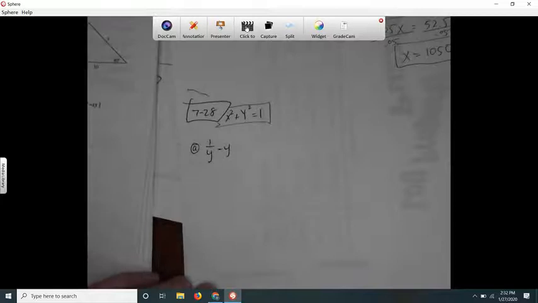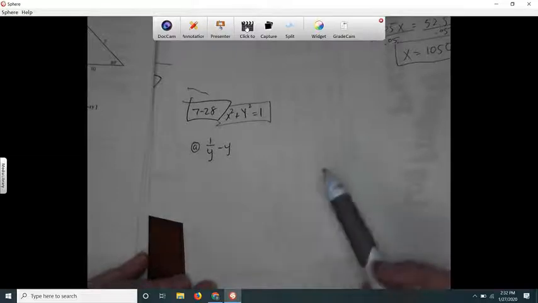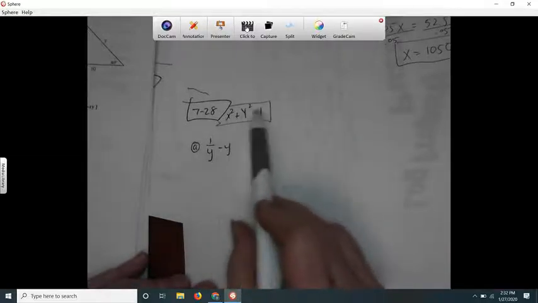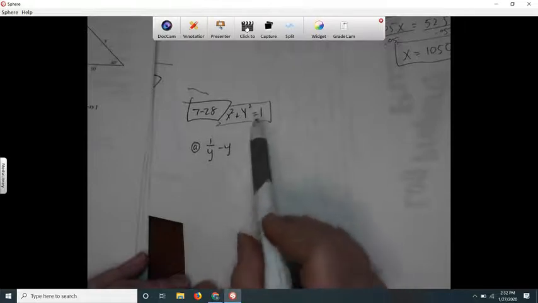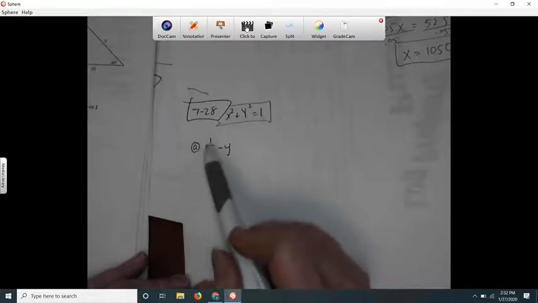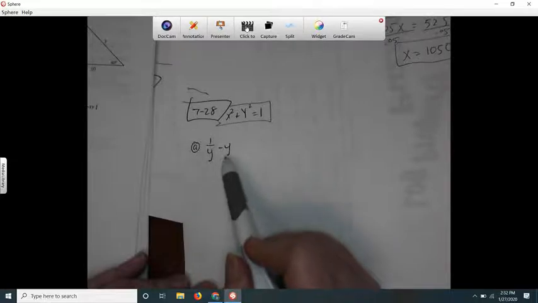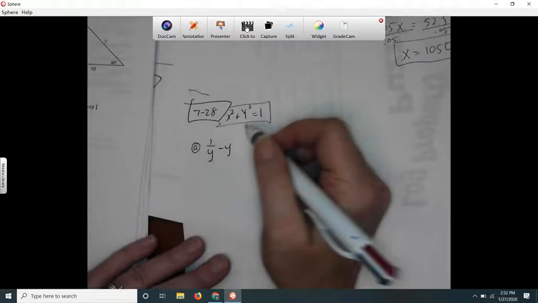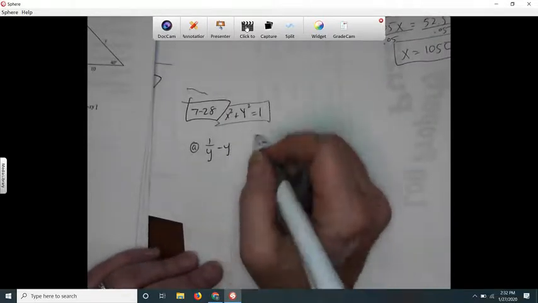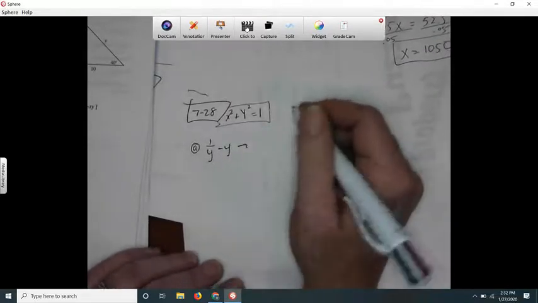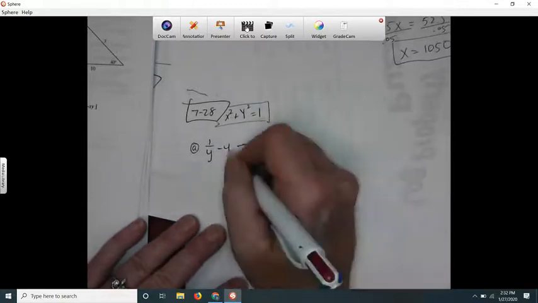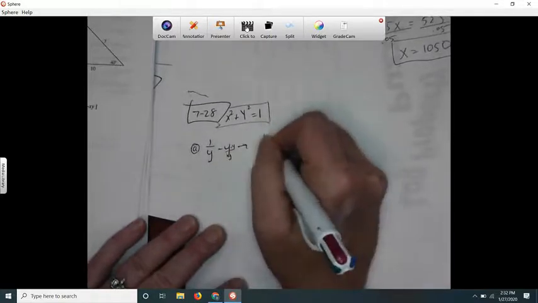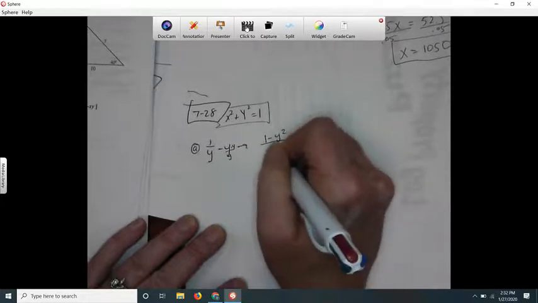Here is 7-28. It says, given that x squared plus y squared is 1, simplify each of the following expressions. If I do get any x squareds and y squareds, I'm going to try to make 1s out of them. But for this, I'm just going to get a common denominator. So this could be written as, using a common denominator of y, 1 minus y squared all over y.